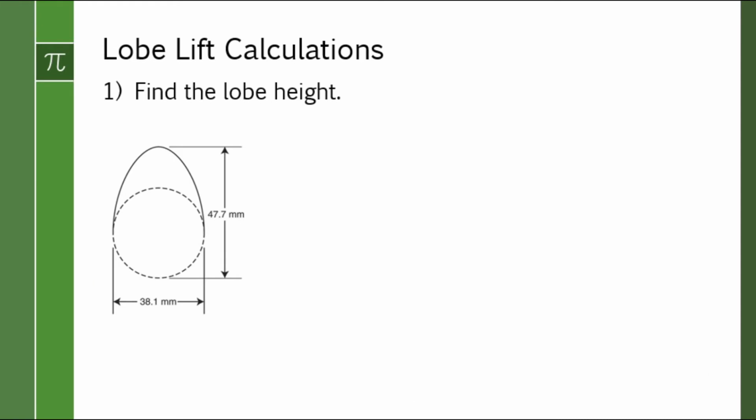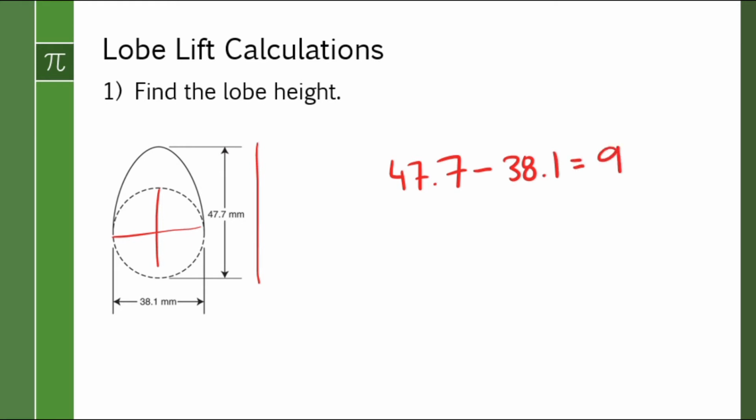Super, super easy. Here I see the whole height with the lobe, and the base circle is 47.7. I subtract the diameter of the base circle, 38.1 millimeters, and I'm going to get my answer, 9.6 millimeters.